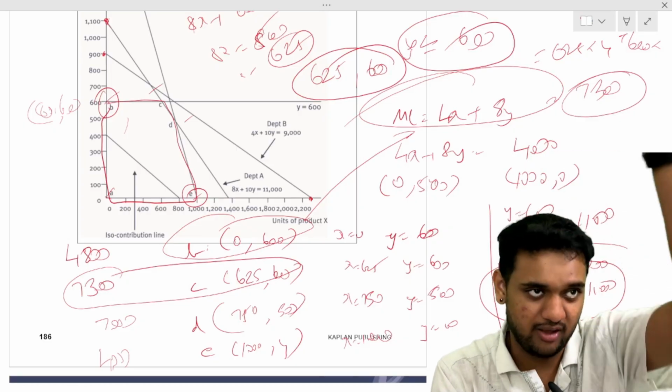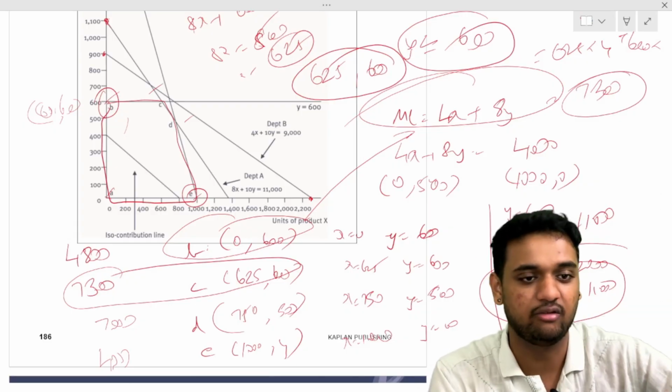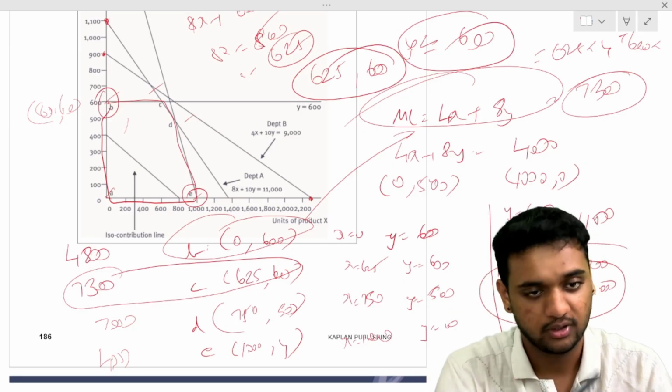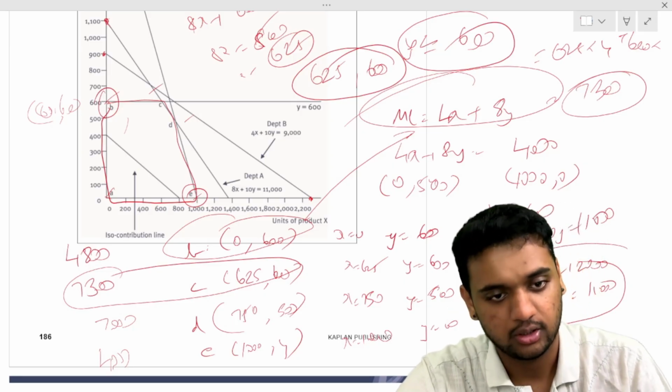Based on our constraints only, it should be less than that, less than that, less than that, and we found this point. Anything above that will be a constraint, we will not be able to do it. Understood? That is what this line is all about.